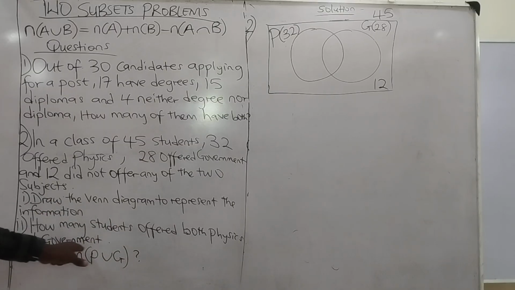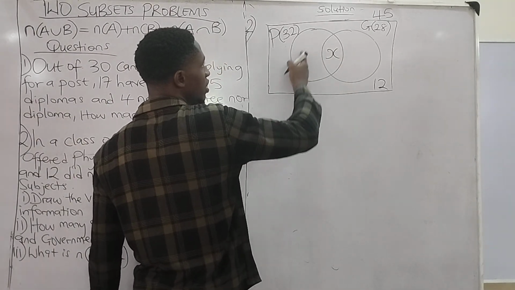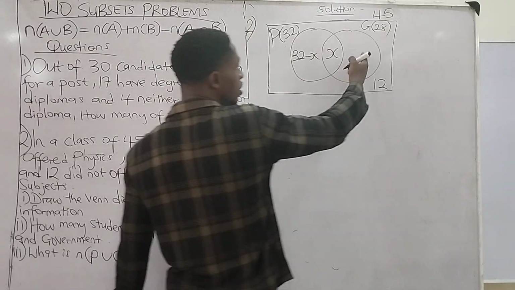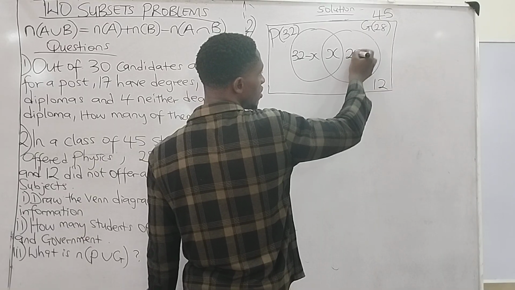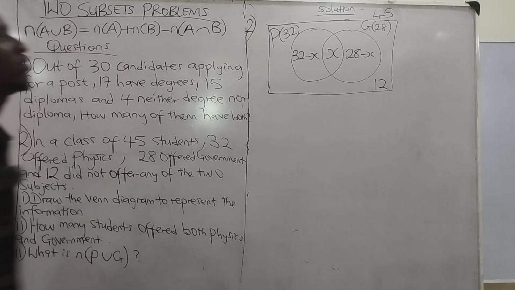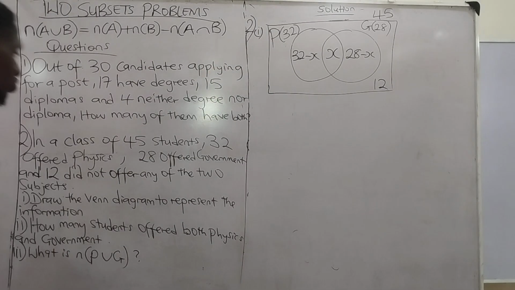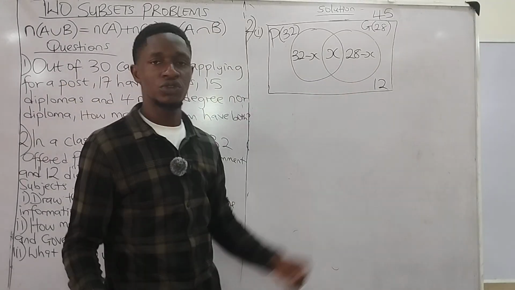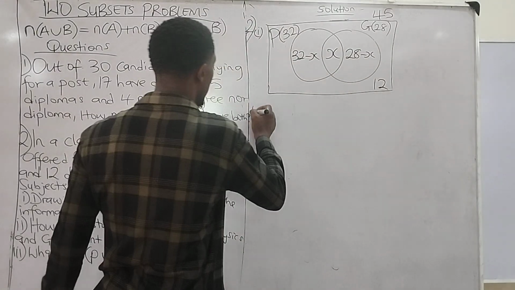How many students offered both? So both is here, let's call it X. To get here is 32 minus X, that is those that offer physics only. To get here is for those that offer government only, which is 28 minus X. And this is the Venn diagram for the question. So make sure that you fill in these positions before you start solving. How many offered both physics and government?